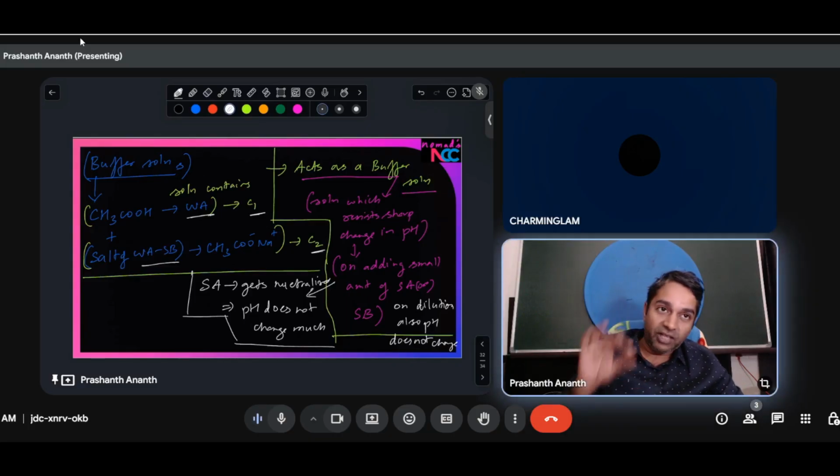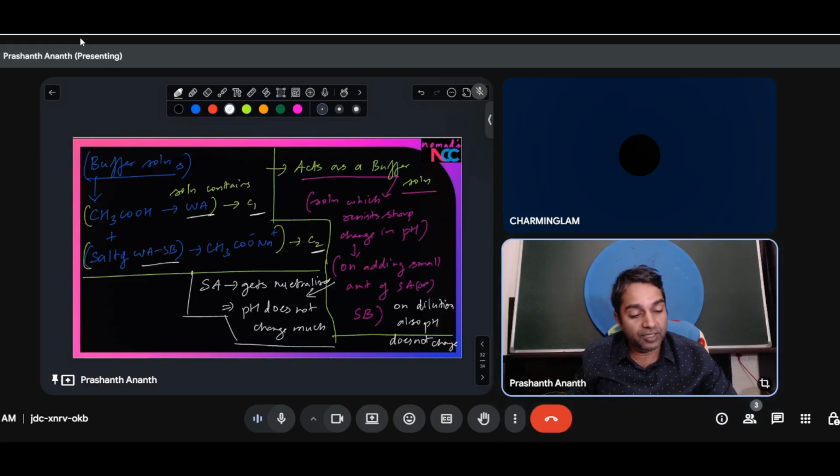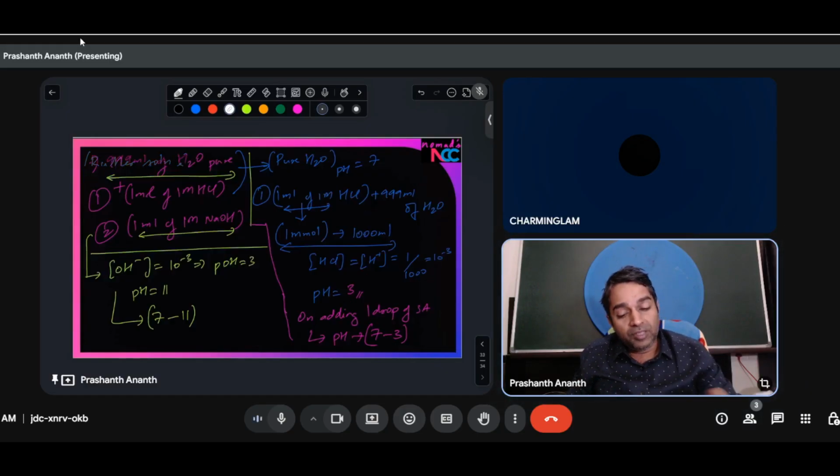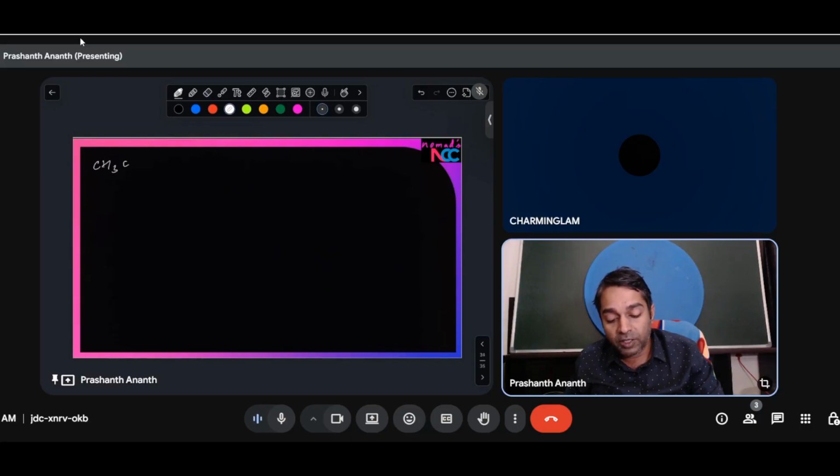Okay, now we will come to this case. We will try to understand what is happening here and find the pH of this solution. Because that formula is unfortunately something I have a gut feeling they will be doing in your school. So let us now try to understand what the solution is. CH3COOH concentration is C1 and CH3COO minus Na plus concentration is C2.